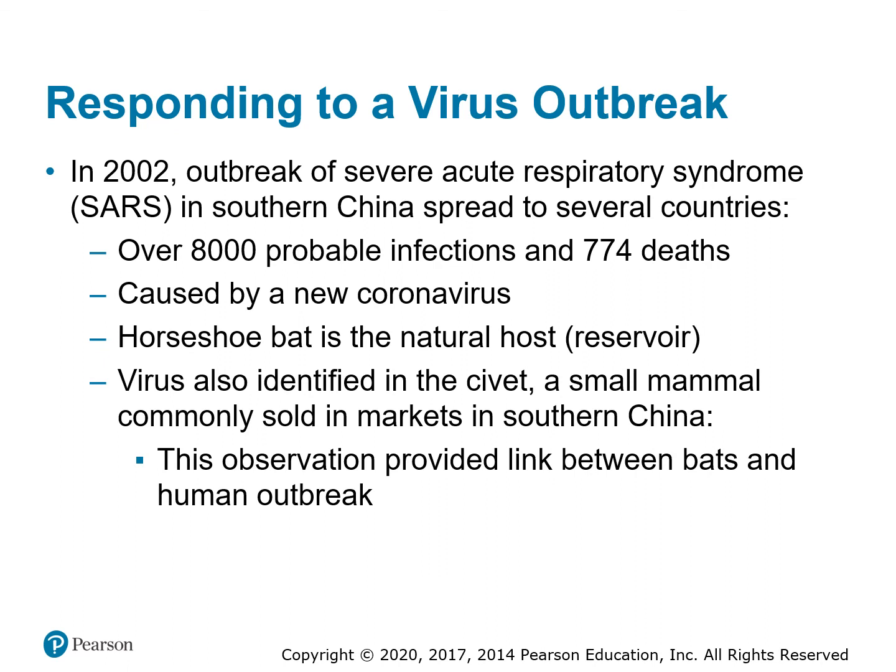In 2002, for example, there was an outbreak of SARS, the severe acute respiratory syndrome. This is the same type of virus as the coronavirus, or COVID-19 virus, which is the SARS-CoV-2 virus. It's the same class and family of viruses. But in this case, it popped up in southern China and spread to several countries.